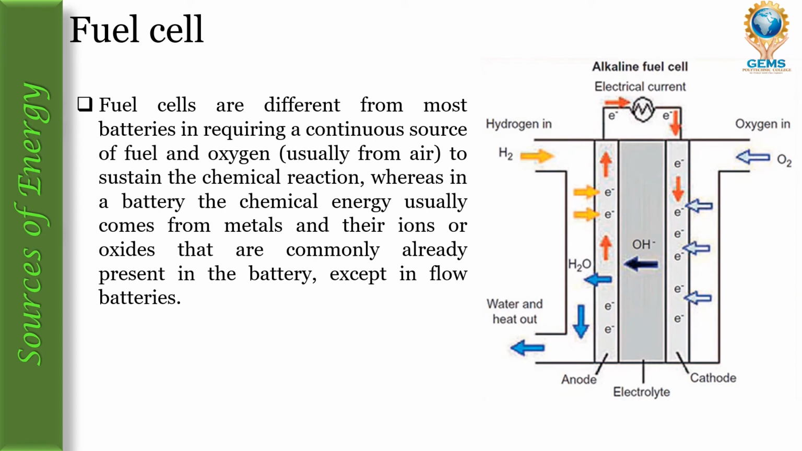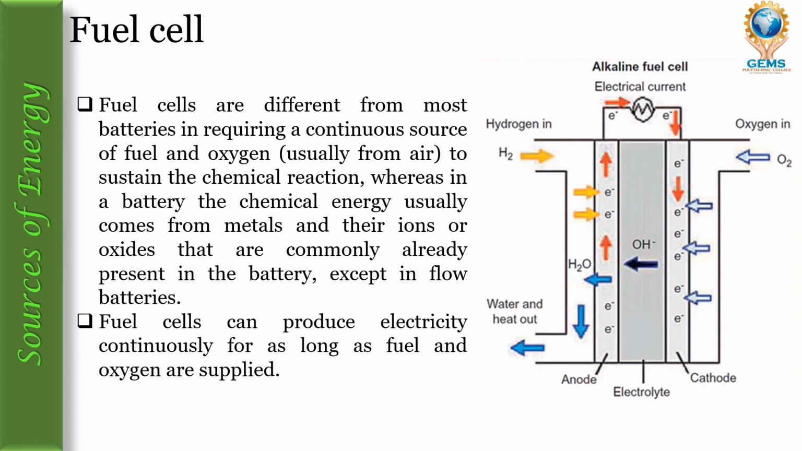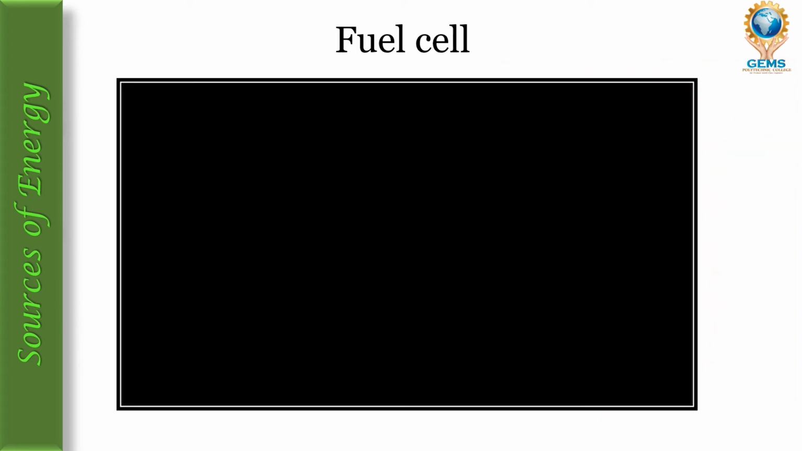Fuel cells are different from most batteries in requiring a continuous source of fuel and oxygen to sustain the chemical reaction. Whereas in a battery, the chemical energy usually comes from metals and their ions or oxides that are commonly already present in the battery, except in flow batteries. Fuel cells can produce electricity continuously for as long as fuel and oxygen are supplied. Now let's see how this fuel cell is working through this video.